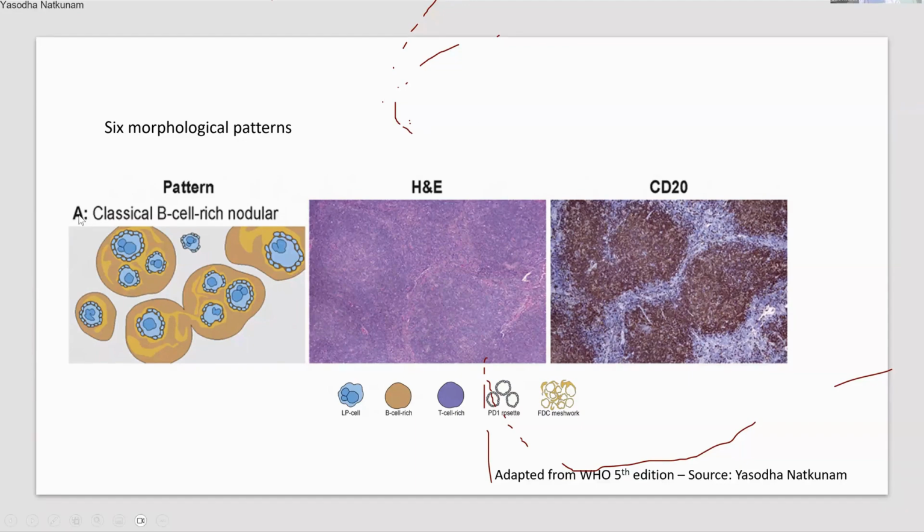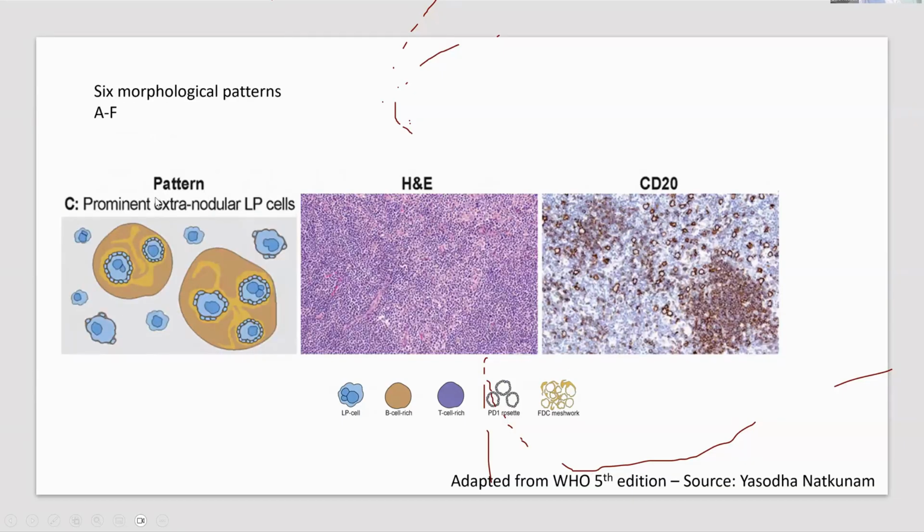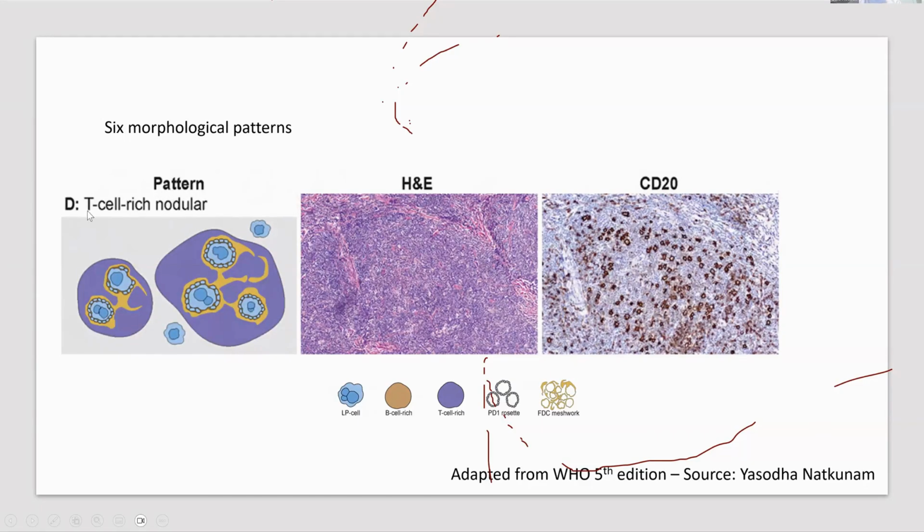So this is from the WHO book. They have a very good visual pattern type guide. Pattern A is a classical B cell rich type. Pattern B is serpiginous, interconnected B cell rich type as well. Pattern C is the prominent extranodal lymphocyte predominant cells. Pattern D is a T cell nodular type, so you will have nodules, and within these nodules you will have these LP cells and these rosettes.